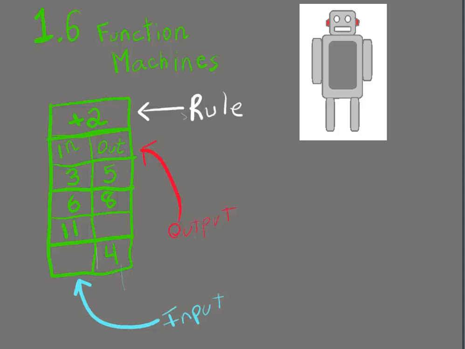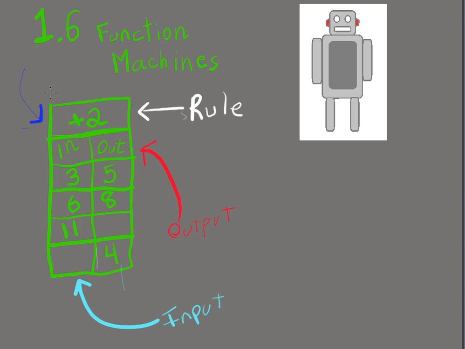Hello, today we are doing lesson 1.6, function machines. This right here that you're looking at, with the +2 in it, this is called a function machine. A function machine basically is just a fancy way to add, subtract, multiply, or divide.